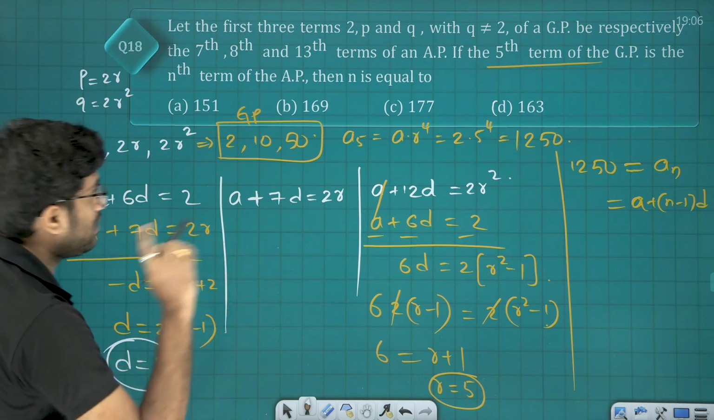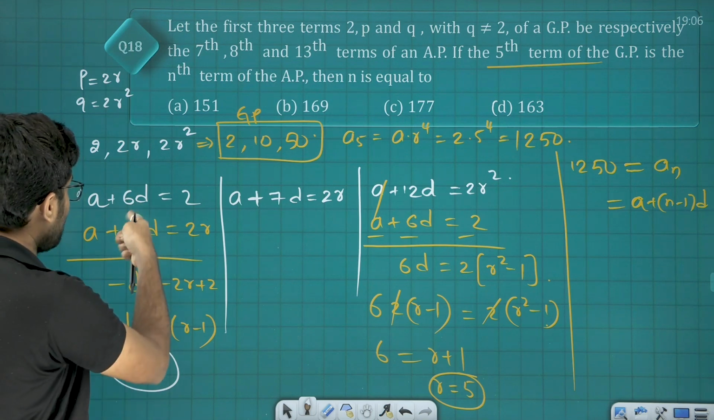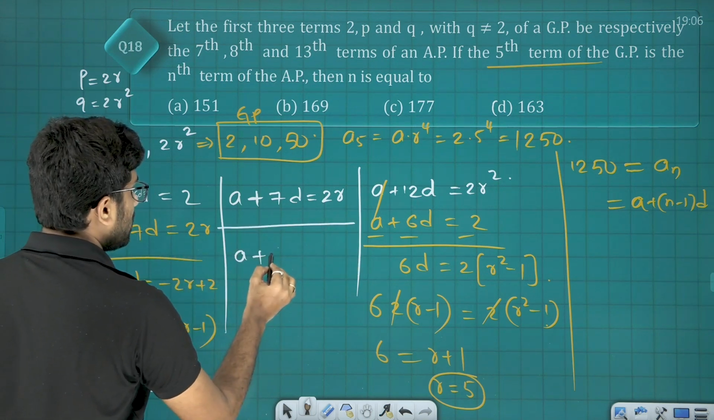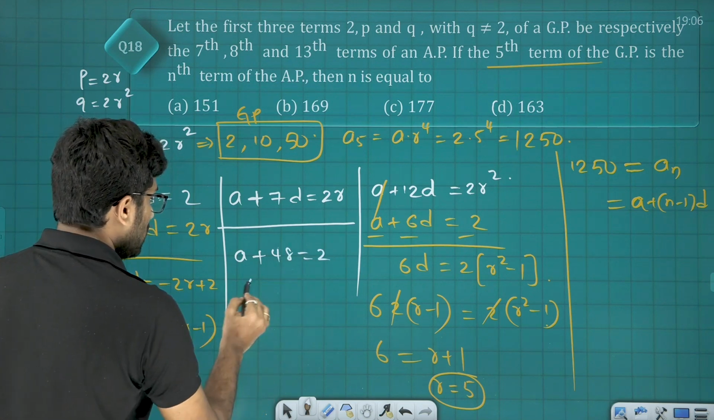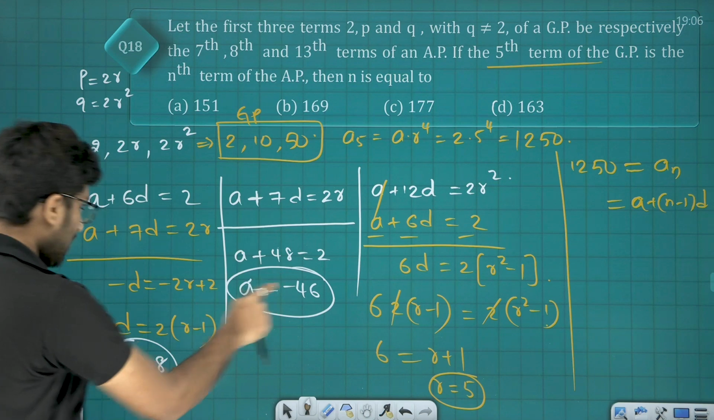So D is 8, D we got. Now substitute D in any one of the equations and get A. So we get A plus 6 eights are 48. A plus 48 is equal to 2. A is equal to 2 minus 48, which is minus 46. A we got, D we got.